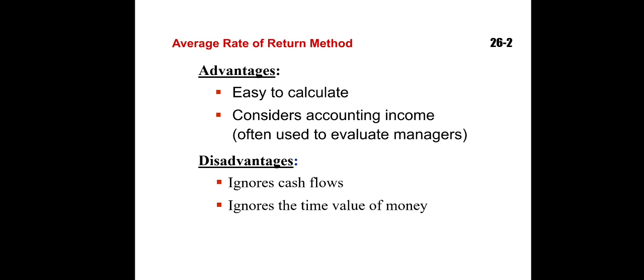The second disadvantage is it ignores the time value of money. Time value of money is related to the value of your cash at different times. $1,000 now is more valuable than $1,000 in the next 2 years, isn't it? That is the basic idea of time value of money. The cash that you have now is more valuable compared to the same amount of cash in the next 1 year, 2 years, or 10 years. That concept is called time value of money.